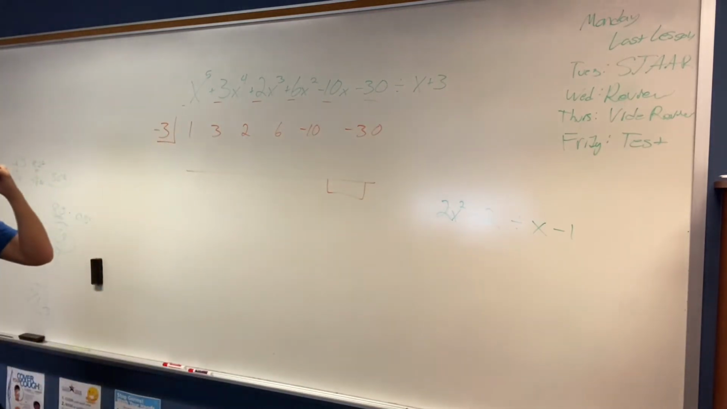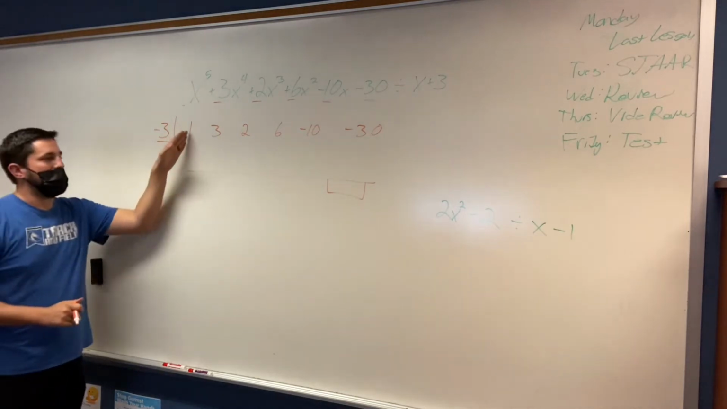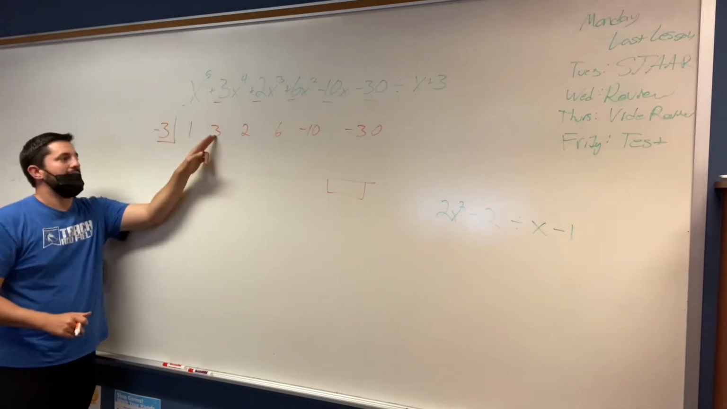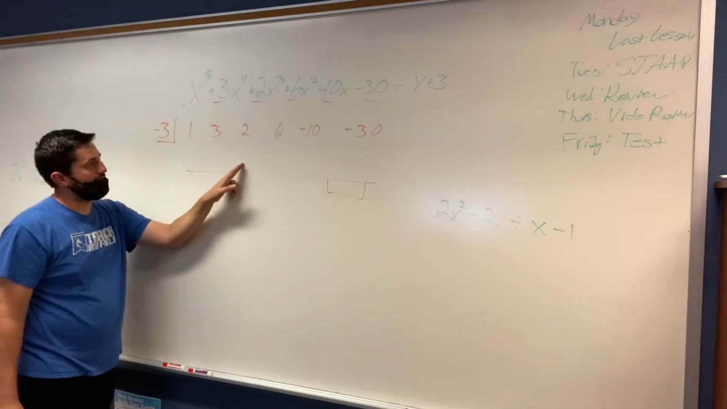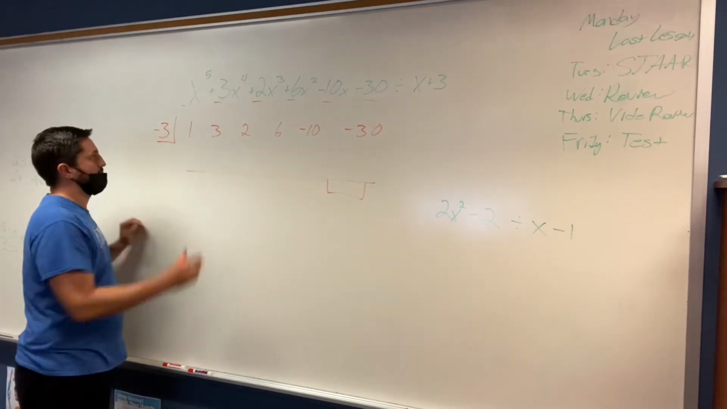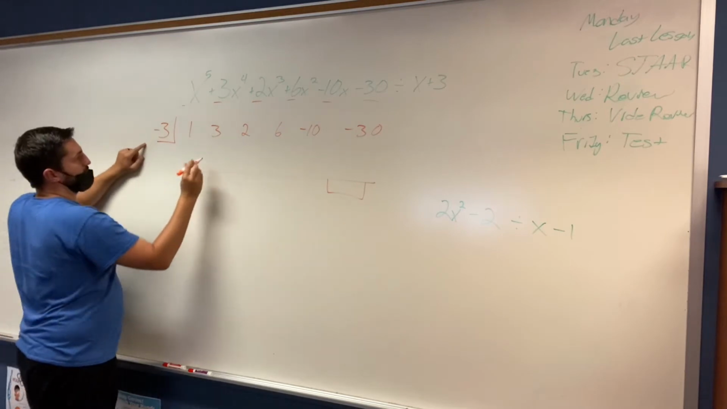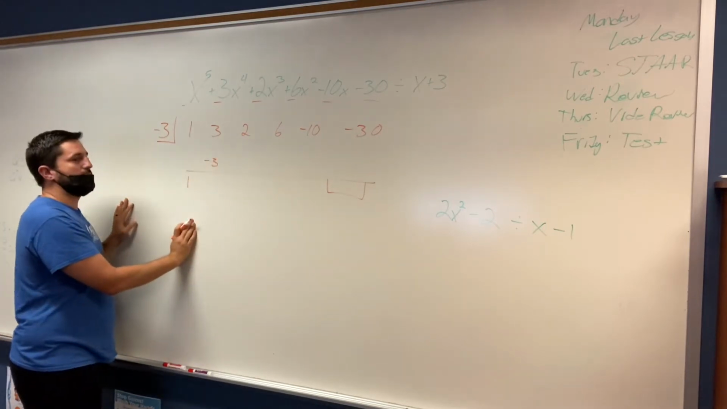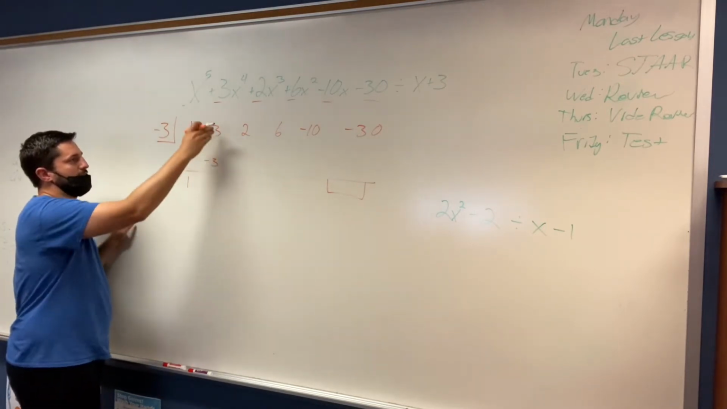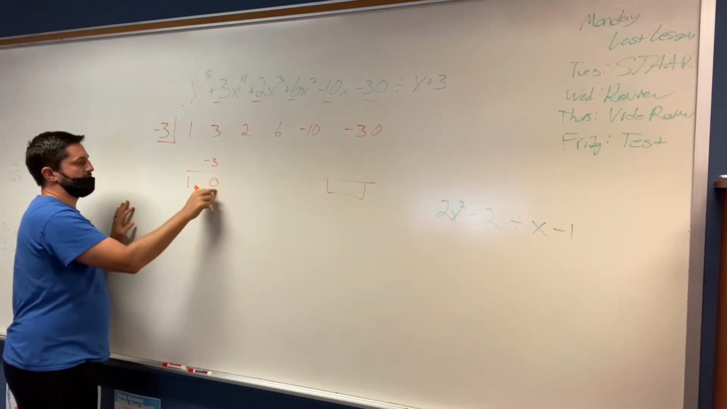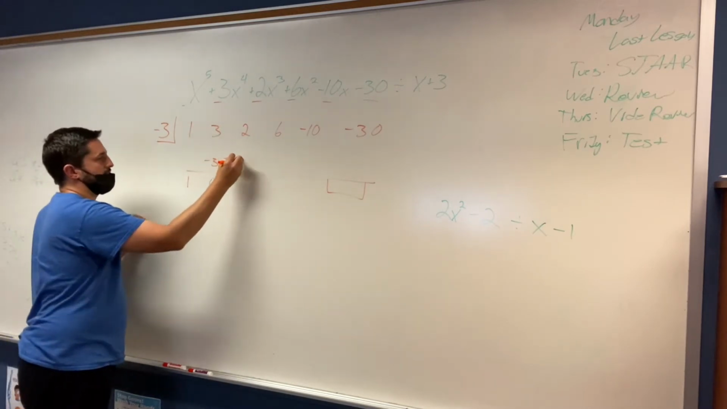Now I do the same thing. I'm adding down, multiplying by that. Add down, multiply by that. Add down, multiply by that, and so on. So 1 plus 0 is 1. 1 times -3 is -3. And then I repeat that process the rest of the time. 3 minus 3 is 0. This number times -3 is 0.